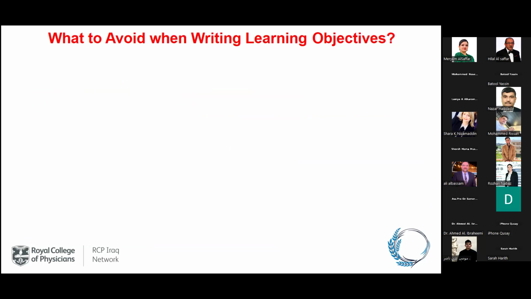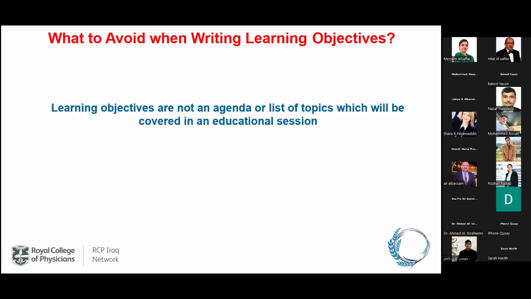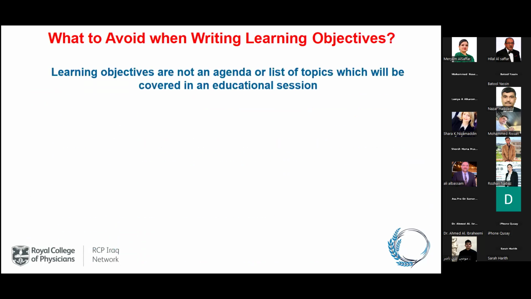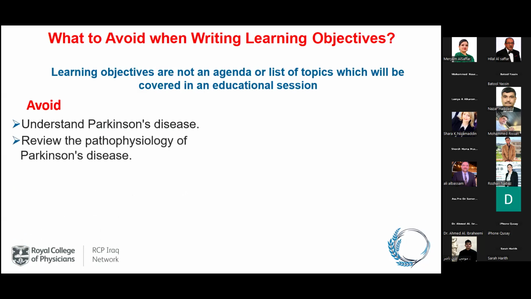There is something to avoid when writing a learning objective. You will learn it by practicing and by reading. First of all, as I said, it is not a list, agenda, or list of topics. A learning objective is not a list of topics. It is not an agenda. So you have to avoid, for example, this: understand Parkinson's disease. Okay? In this session, you will understand Parkinson's disease. You will review the pathophysiology of Parkinson's disease. You will learn about the treatment plans for Parkinson's disease.